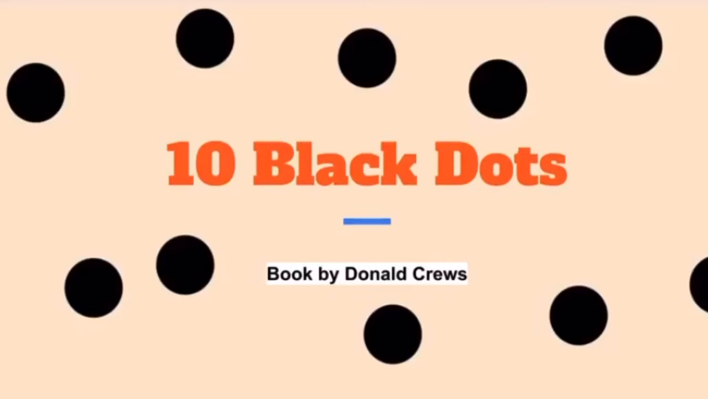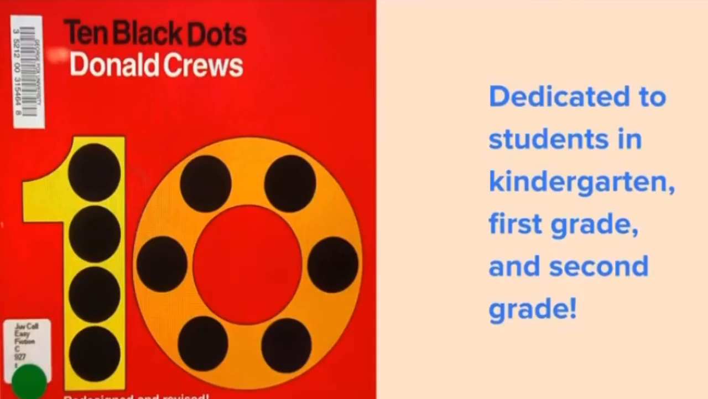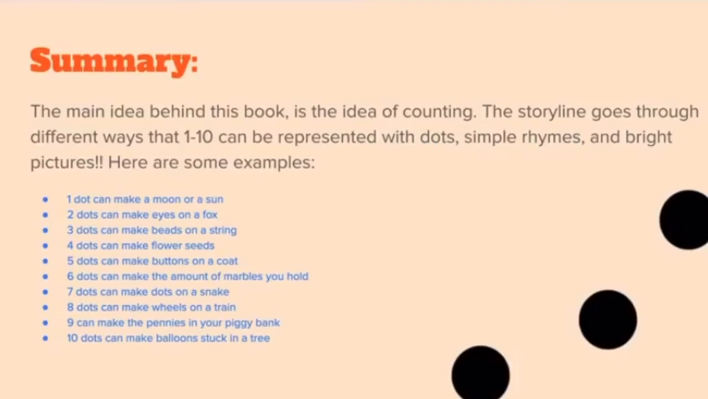The book I chose for my children's book talk is called 10 Black Dots. Here's the cover of it. It is by Donald Crews, and it's dedicated towards students in kindergarten, first grade, and second grade. The main storyline of this book is the idea of counting, going from 1 to 10 with dots, some simple rhymes, and bright pictures.